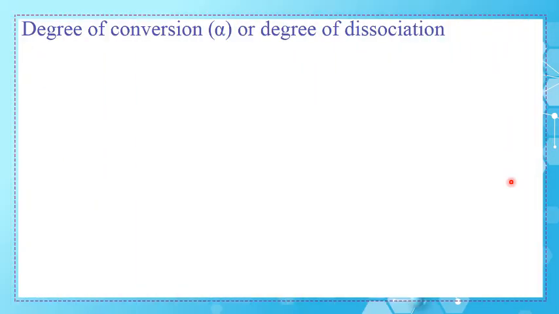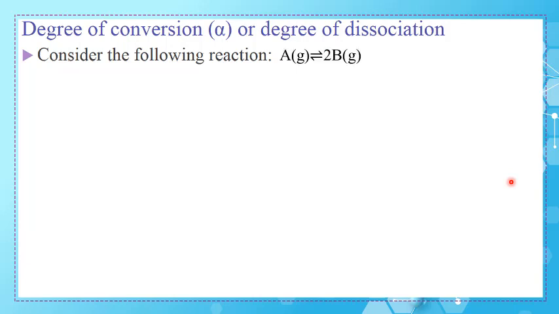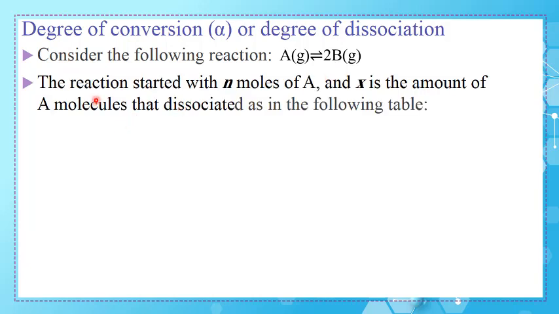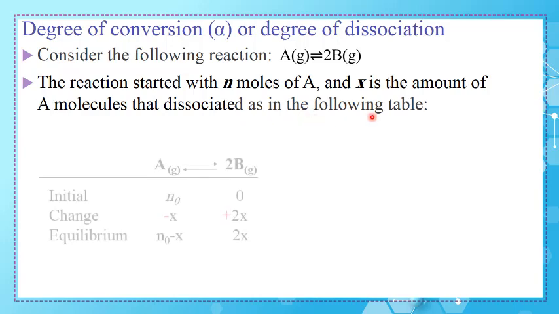The last idea in this lesson is the degree of conversion alpha, or degree of dissociation. What is this? To understand what alpha is, consider the following reaction. A will give, by an irreversible reaction, B. Again, it's a homogeneous equilibrium, so we have to consider the reactant and the product at the time the reaction started, suppose, with N mole of A, and X is the amount of A molecules that dissociated or that is converted, as in the following table.